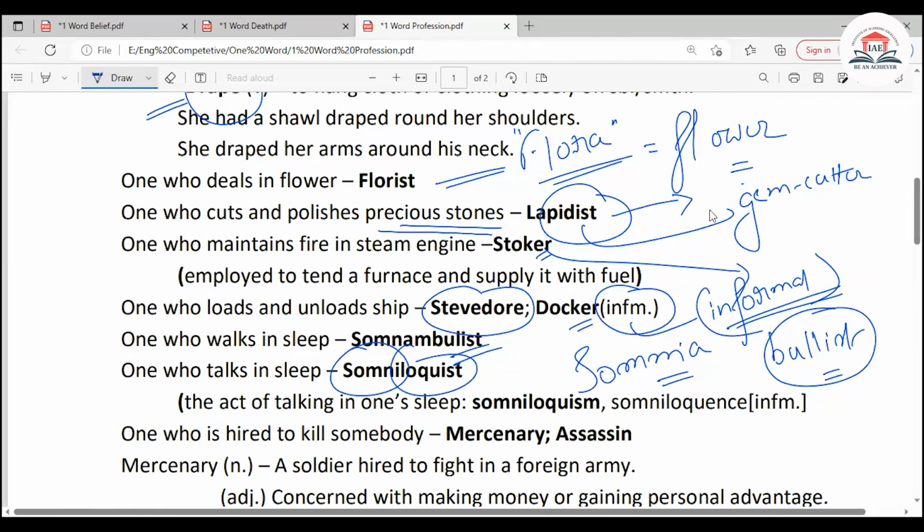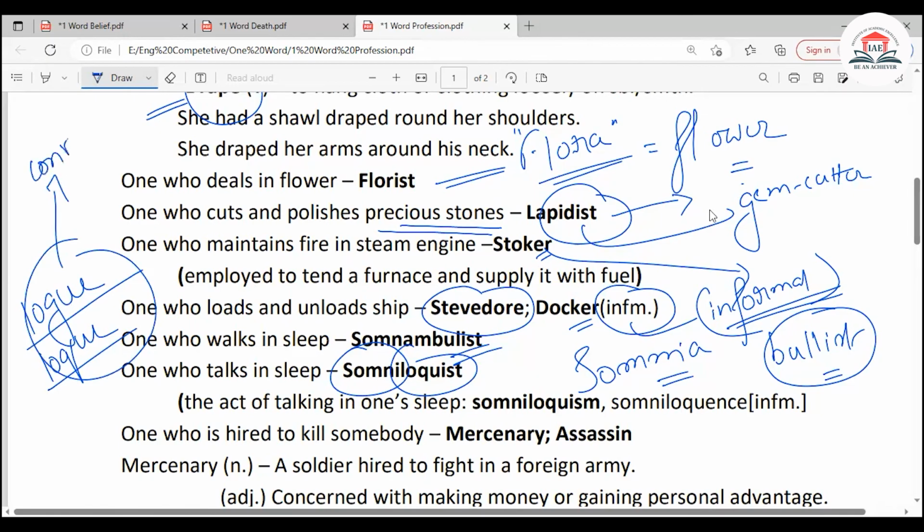What is a loquist? L-O-Q-U-E or L-O-G-U-E. These words are related to conversation, কথোপকথন, a process of dialogue, logue, L-O-G-U-E or L-O-Q-U-E. So we have loquist here. That means one who talks in sleep, as simple as that.